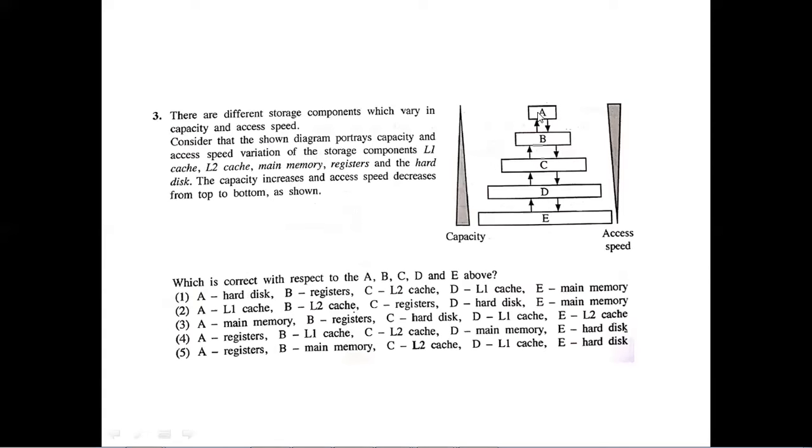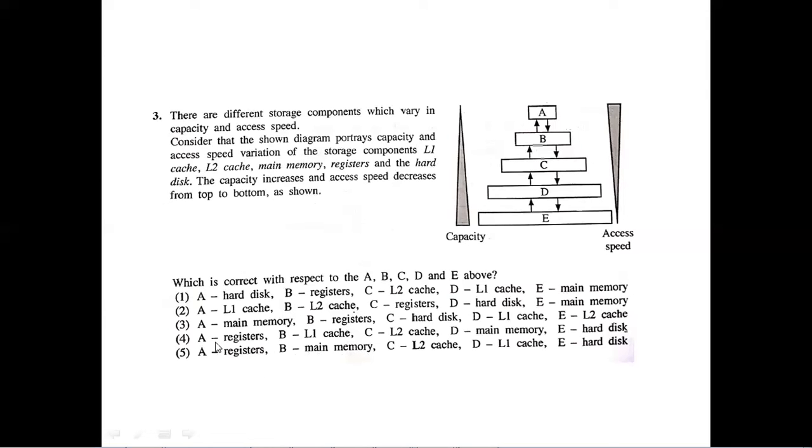The registers appear first in two answers, answer number 4 and 5. So you can forget about the first, second, and third answers. Out of these two, let's see number 5: registers, then main memory, L2 cache. You can understand cache memories are very close to the CPU, just below the registers. So main memory should go back here. Then it is not the correct answer.